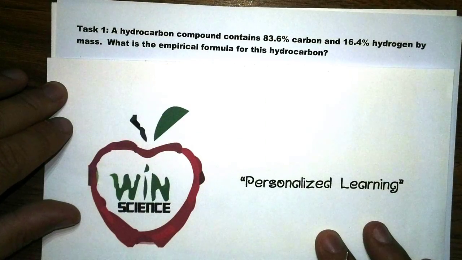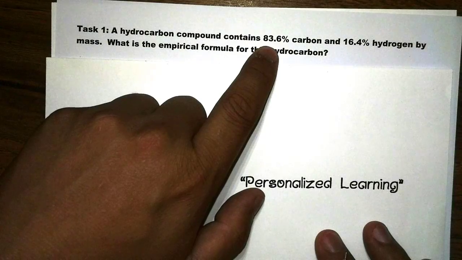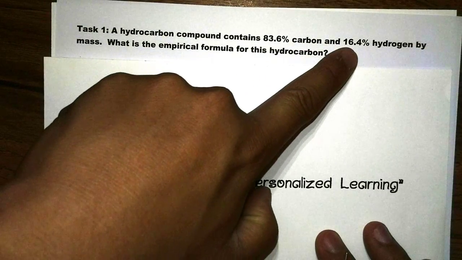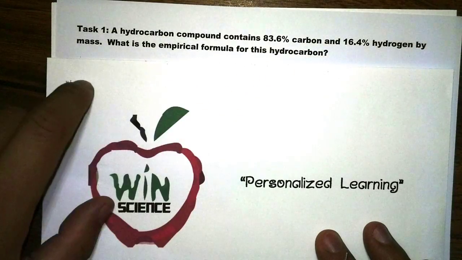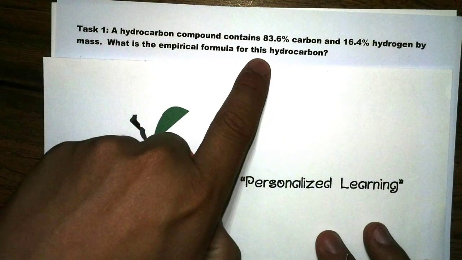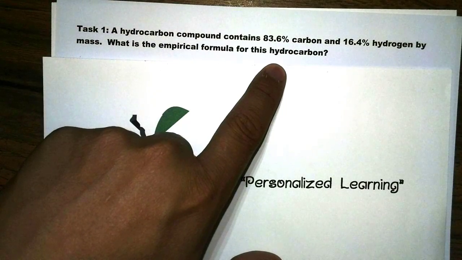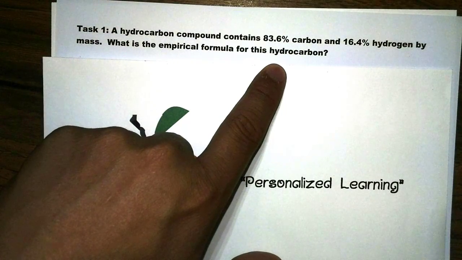Let's do an example problem. A hydrocarbon compound contains 83.6% carbon and 16.4% hydrogen by mass. What is the empirical formula for this hydrocarbon? What is a hydrocarbon? A hydrocarbon is basically a compound that consists of hydrogen and carbon, sometimes oxygen as well.